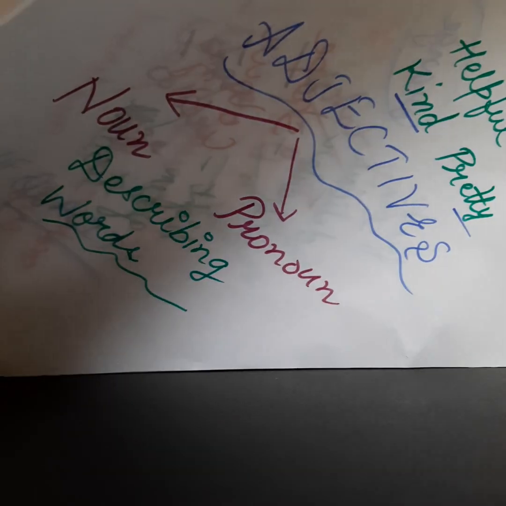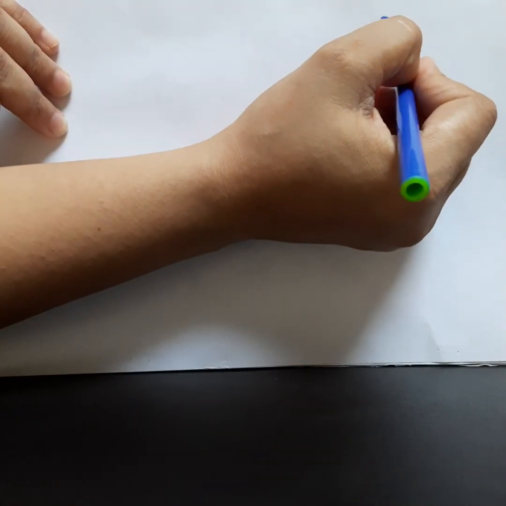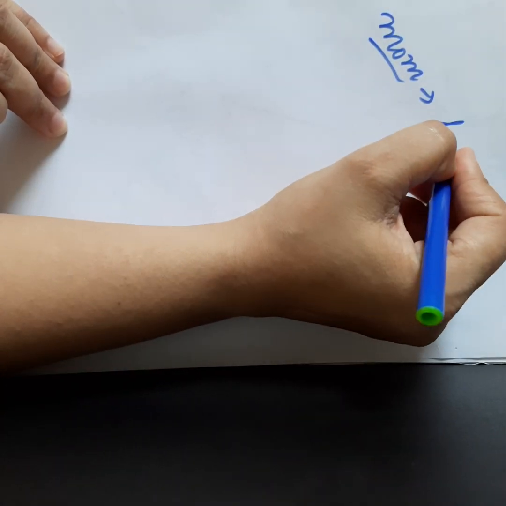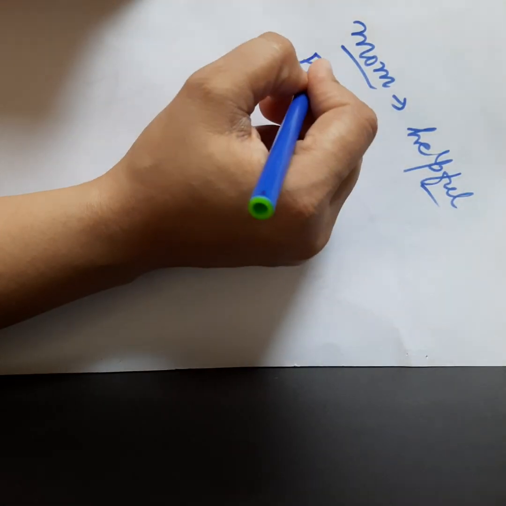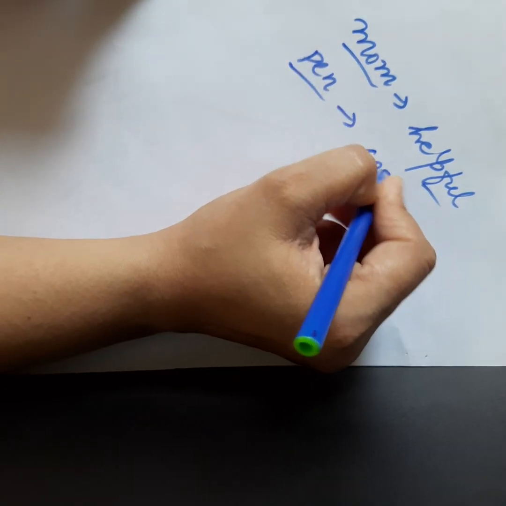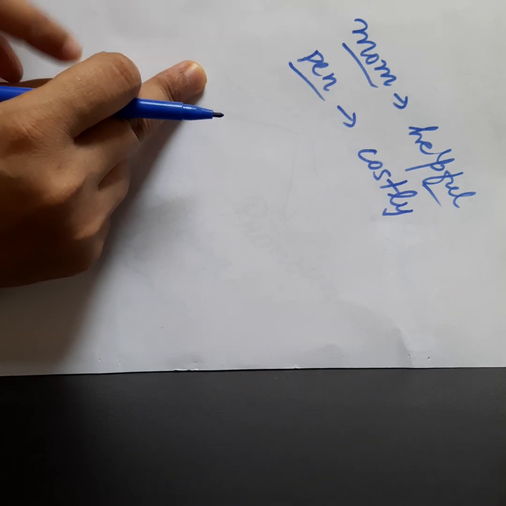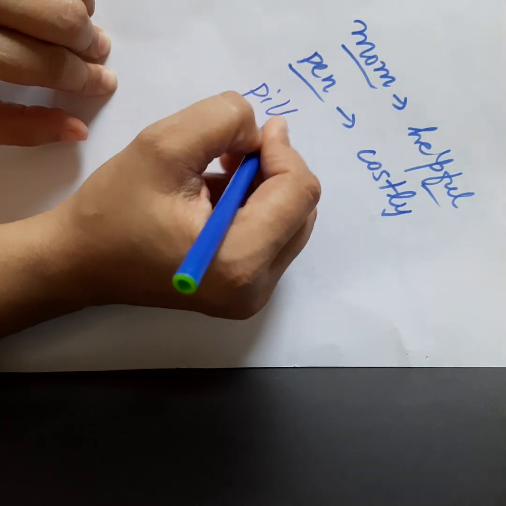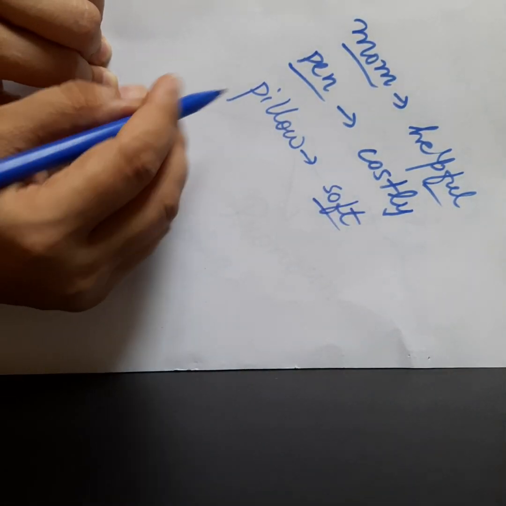Okay. Now let us do a short exercise. If I want you to tell me quickly one adjective that comes to your mind for your mom. Yes, it can be helpful. Very good. Then one for your favorite pen. It can be costly. Okay. But can you say costly mom? Oh, that will be wrong. Then one for your pillow. Pillow can be soft. But we cannot say soft pen.